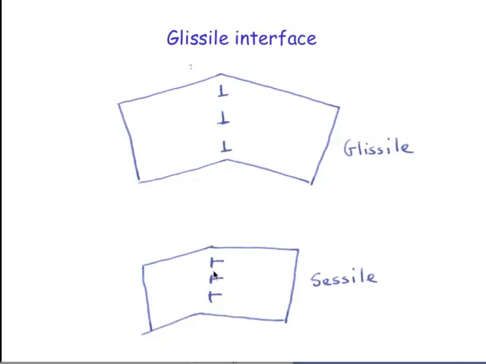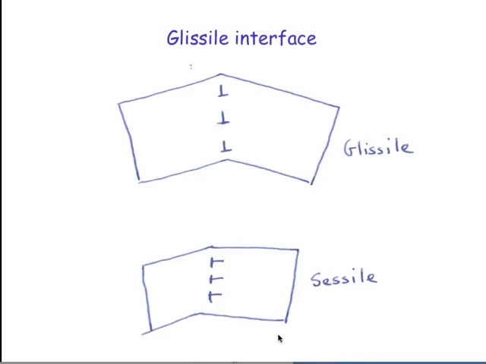On the other hand, here the dislocations have their Burgers vectors lying in the plane of the interface. So we call this a sessile interface, because in order for this to move, you would need to remove rows of atoms if the interface is to translate from left to right, or you need to add rows of atoms to those extra half planes for the reverse motion.